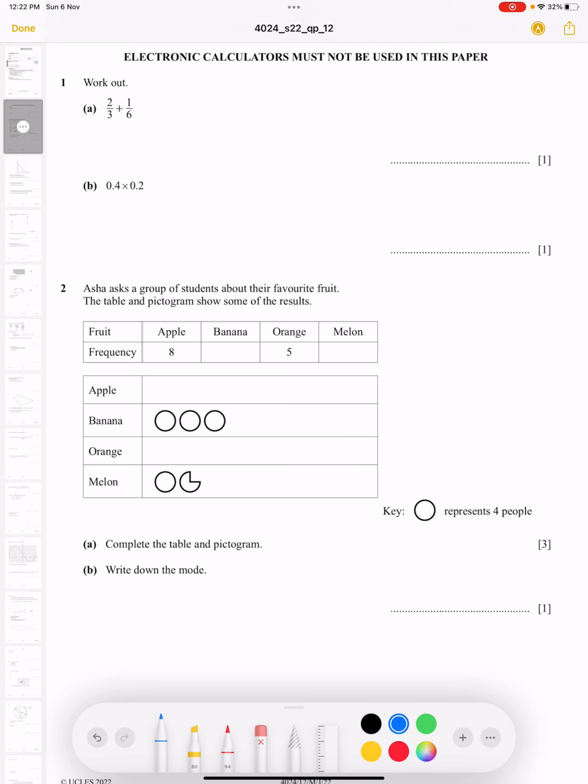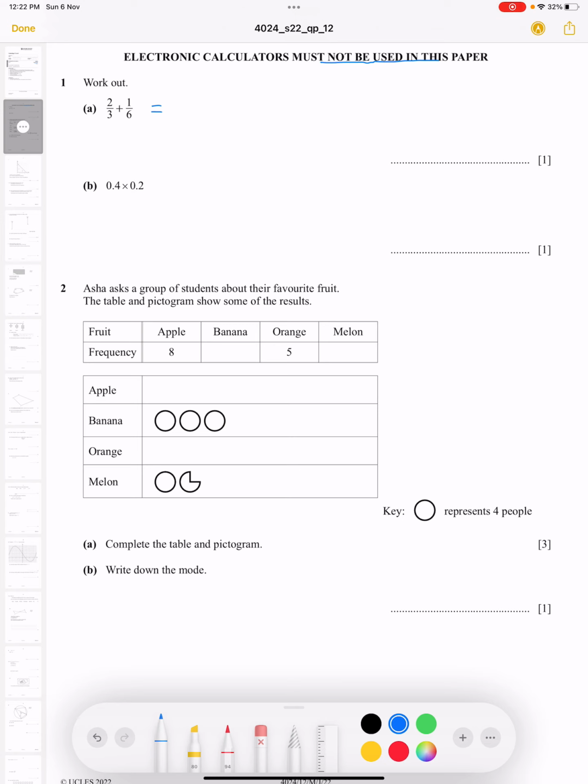Question 1. As you can see from the instruction, electronic calculators must not be used in the paper. So it's paper 1 basically, in which you are not allowed to use calculator. So the questions are quite simple. Work out 2 by 3 plus 1 by 6.